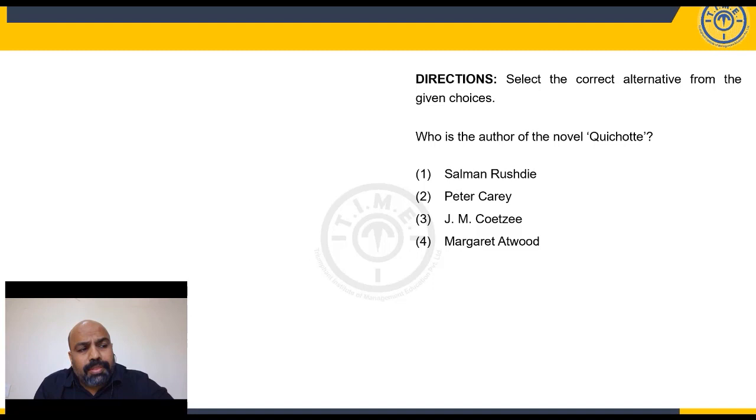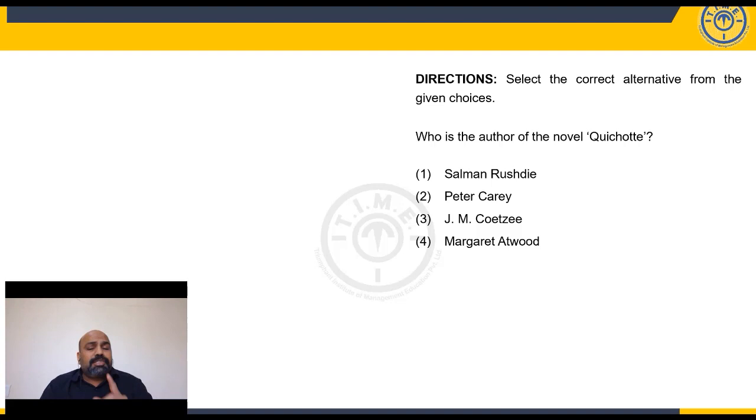Now, to take it further, you see the names of these three, Peter Carey, J.M. Coetzee, and Margaret Atwood, my friends. These three are among four people who won the Booker Prize twice. So, who are the guys who have won the Booker Prize twice? These three, and I'll bring in the fourth name in a while. But I would want you to write the names of the two books which have won these guys' Booker Prizes.